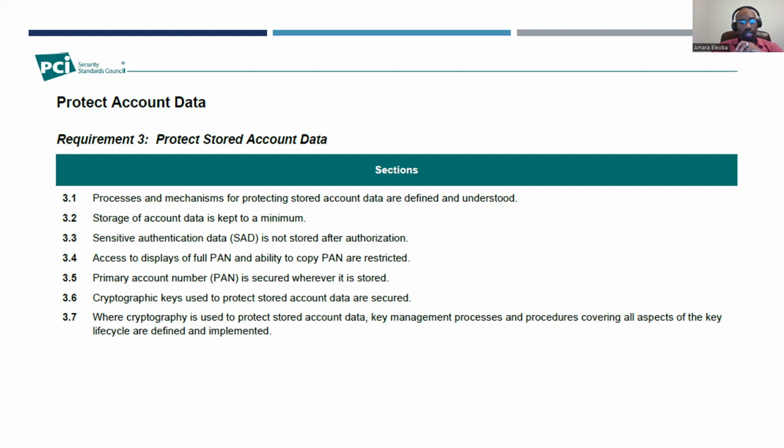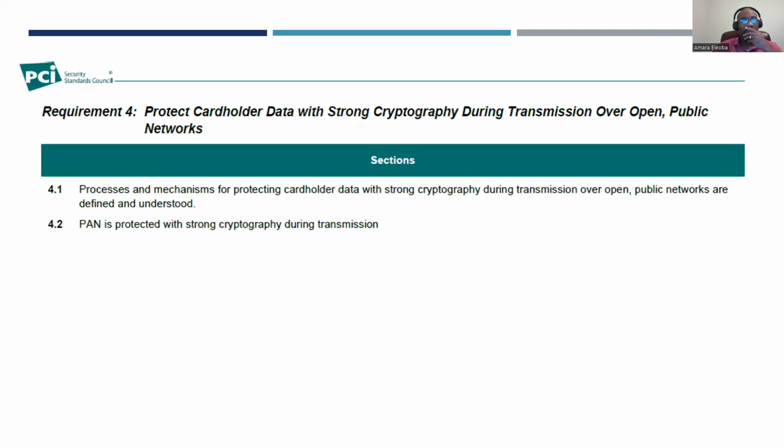Then 3.7, wherever cryptography is used, we want to make sure that we have good key management processes and procedures covering all aspects of the life cycle. We want to make sure it's defined and implemented. Requirement 4 addresses the protection of cardholder data with strong cryptography during transmission over open and public networks.